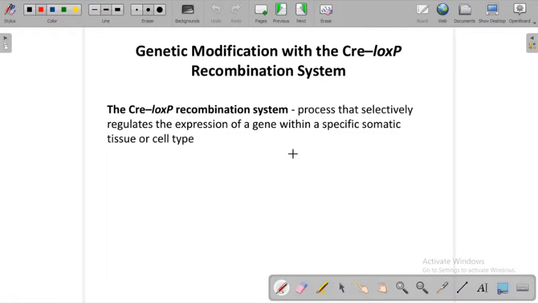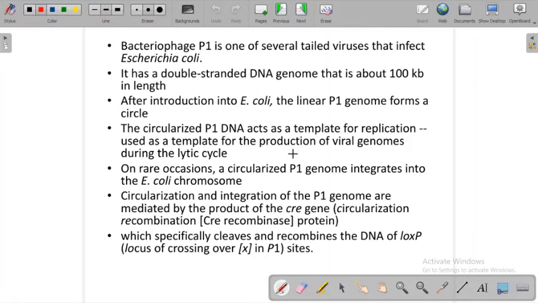So now what is that Cre-LoxP recombination system? It is the process that selectively regulates the expression of genes within a specific somatic tissue or cell type. Now here, bacteriophage P1 is one of the several types of viruses that infect E. coli bacteria. Okay, bacteriophage P1. So that bacteriophage P1 has a double stranded genome, about 100 kb in length.